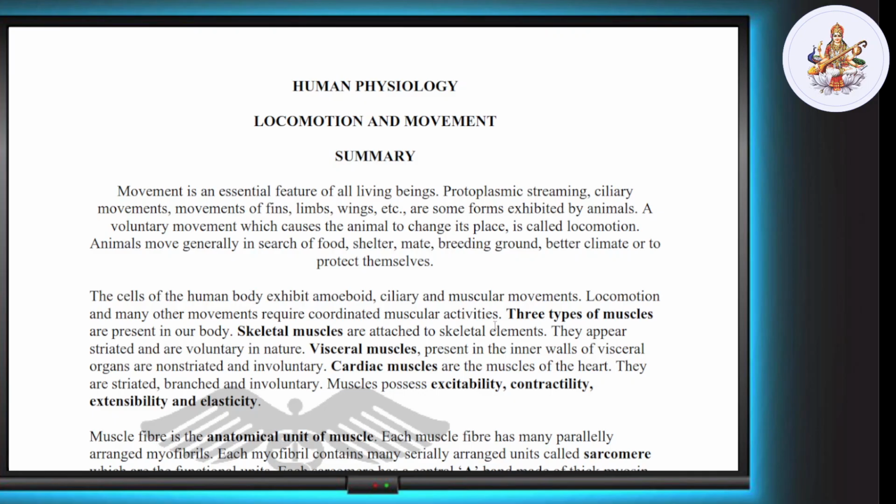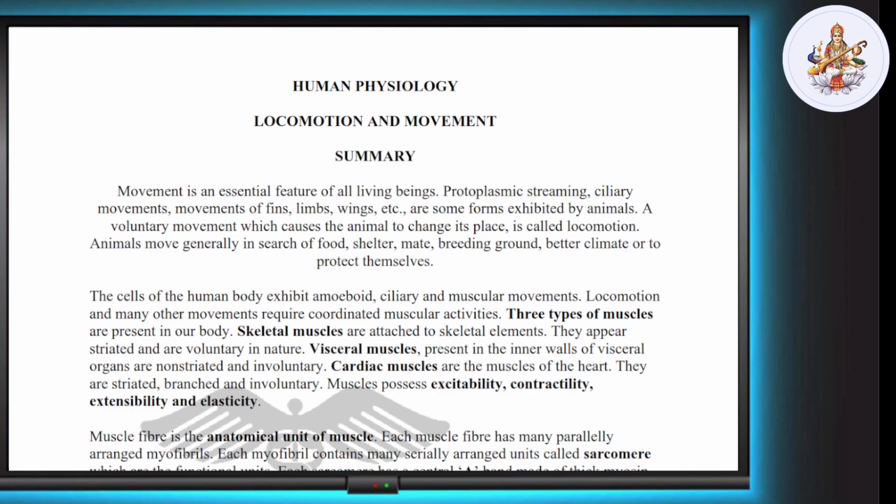Let's begin with a fundamental concept: movement versus locomotion. Movement is a basic characteristic of all living organisms. Whether it's the slow streaming of cytoplasm, which we call protoplasmic streaming, or the rapid flicking of a fish's fin, these are all movements. But when a movement results in a change of location, we call that locomotion. So, if you're wiggling your fingers, that's movement. But if you get up and walk to the door, that's locomotion.